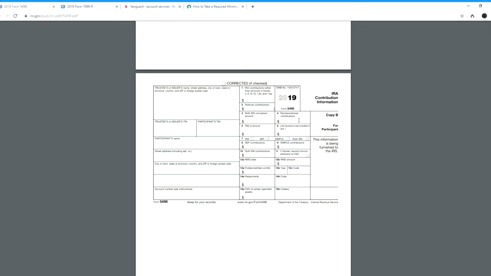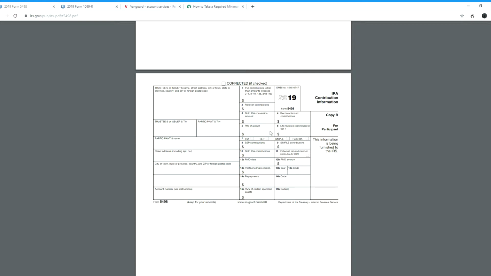So if you decide you want to put money into your Roth and then you change your mind, you want to put it into the IRA, there are certain rules regarding that, and it's beyond what we'll talk about here. Now, FMV amount is in box number 5, so it says FMV of account.